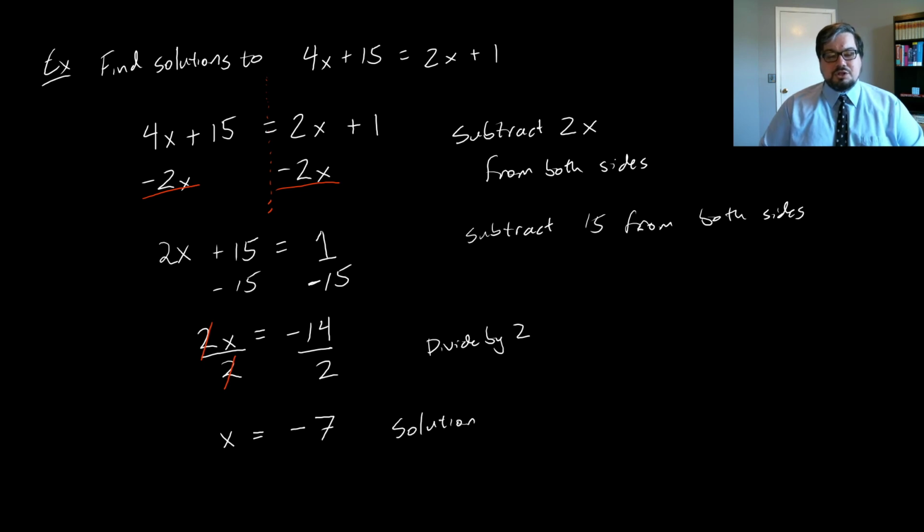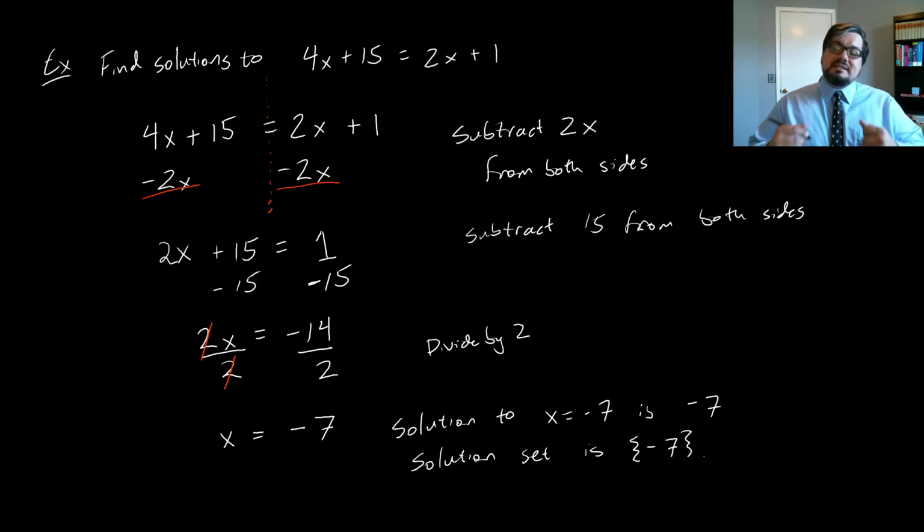Now the solution to x equals negative 7 is just negative 7. Once we get down to variable equals a number, the solution is obvious. The solution set is obvious. The solution set is simply the set containing negative 7.